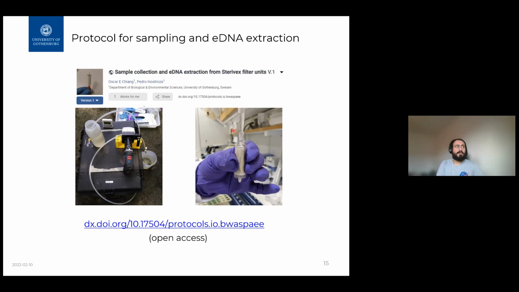Please stay tuned, because we will upload soon another protocol about how we do all the workflow from a bioinformatic perspective. So literally which are the key steps that you should pay attention to when you want to analyze your data.